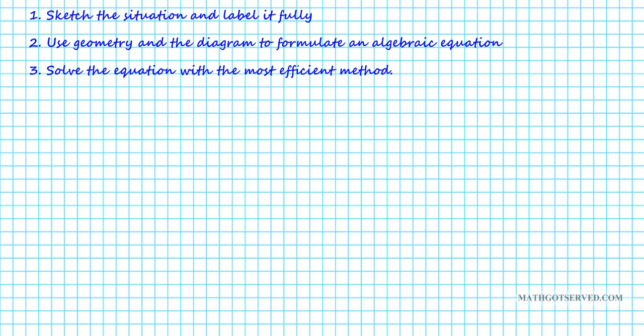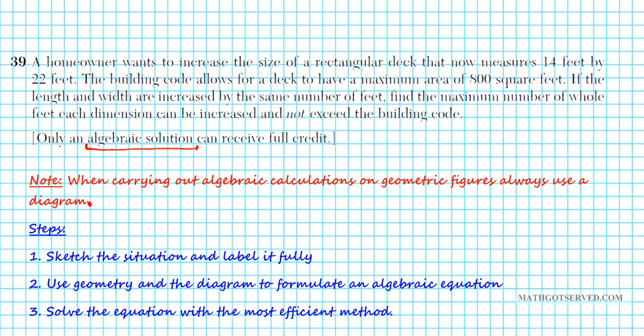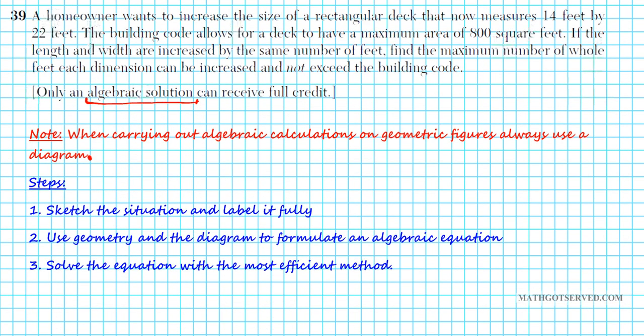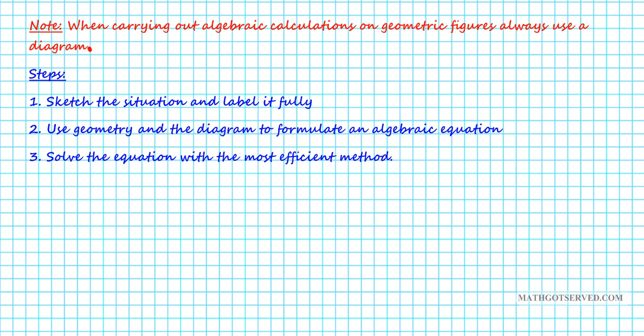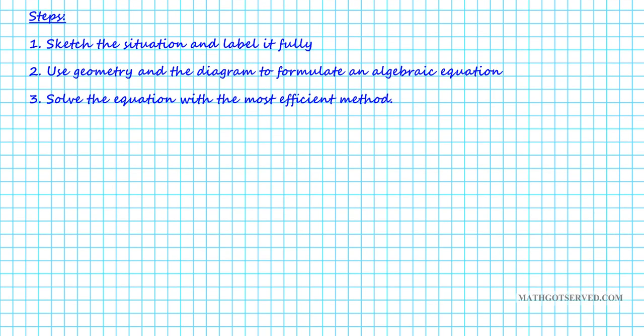So first thing to do, let's go ahead and sketch the problem. So originally we had a piece of, what was it again? Oh, it's a deck. Okay, so we're dealing with a deck here. So the original deck had dimensions 22 by 14. All right, so let's just sketch a random rectangular deck. So let's say this was the original deck, 22 by 14.